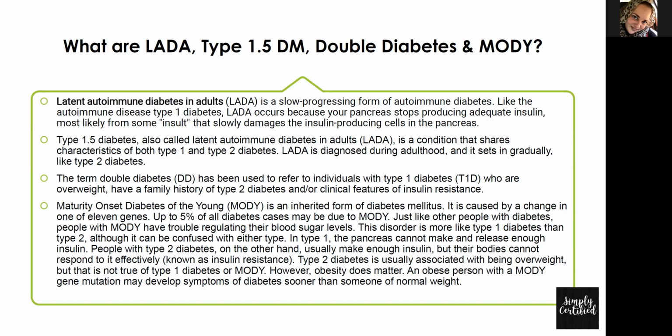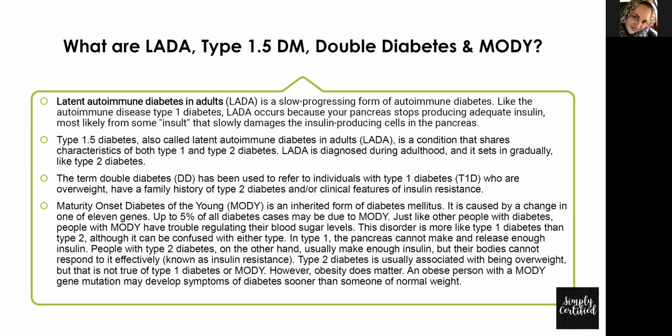So MODY, maturity onset diabetes of the young. This is something you inherit. There are 11 genes that can cause this, and all you have to do is have a change in one. Scientists all think, research suggests, that up to 5% of all diabetes cases might actually be due to MODY. They're talking about people who are said to have type 1 or type 2, but they think up to 5% of those other cases might actually be due to MODY, genetic.